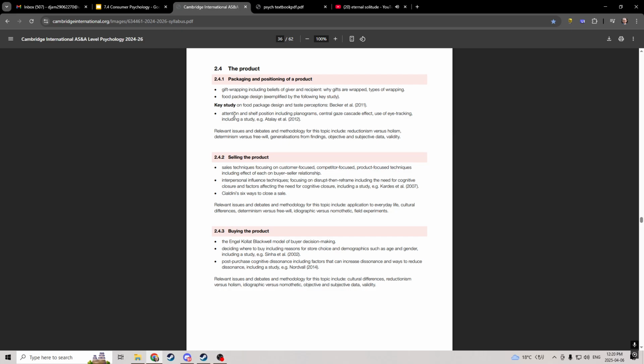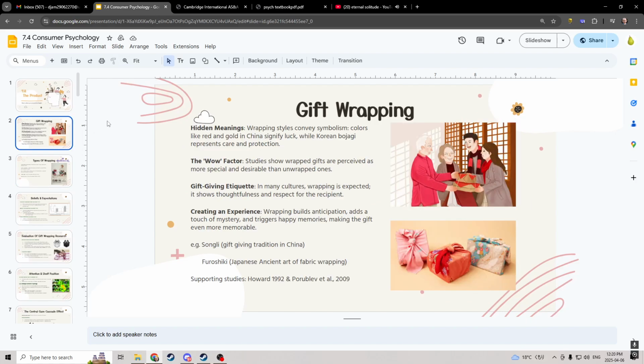So, 2.4 is the product. Consumer psychology around the product. 2.4.1 is about packaging and positioning of a product. So we talk about gift wrapping. When we talk about gift wrapping, there's a cultural symbolism that differs between cultures.